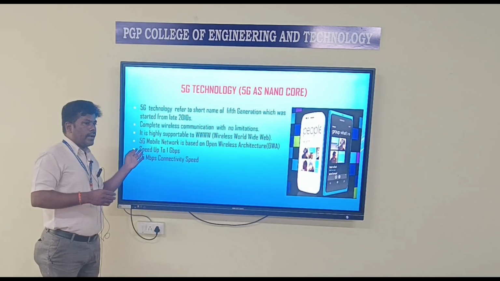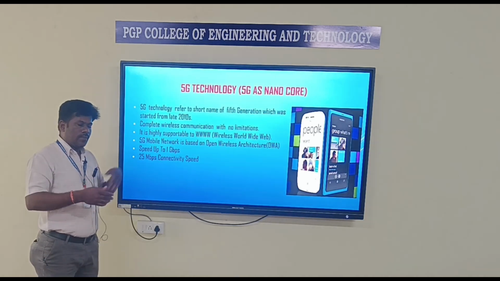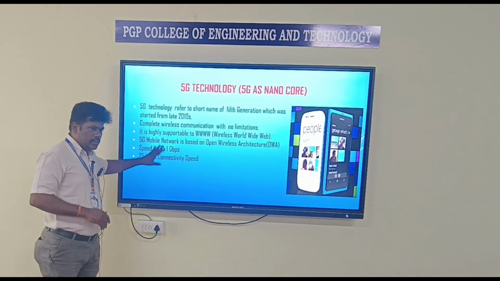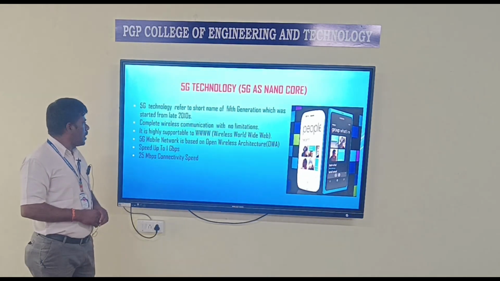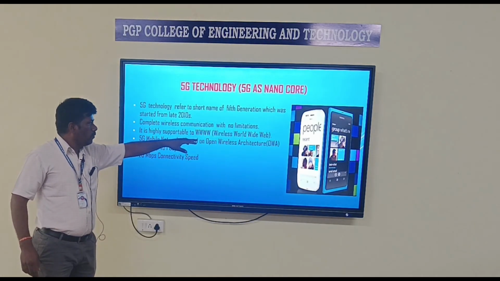Before that, we may have connected through the PTO, that is the telephone landline connection, connected with the architecture. But now 5G is going to be connected fully through wireless communication. There is no limitation. It is highly supportive of WWW, which means wireless world wide web.